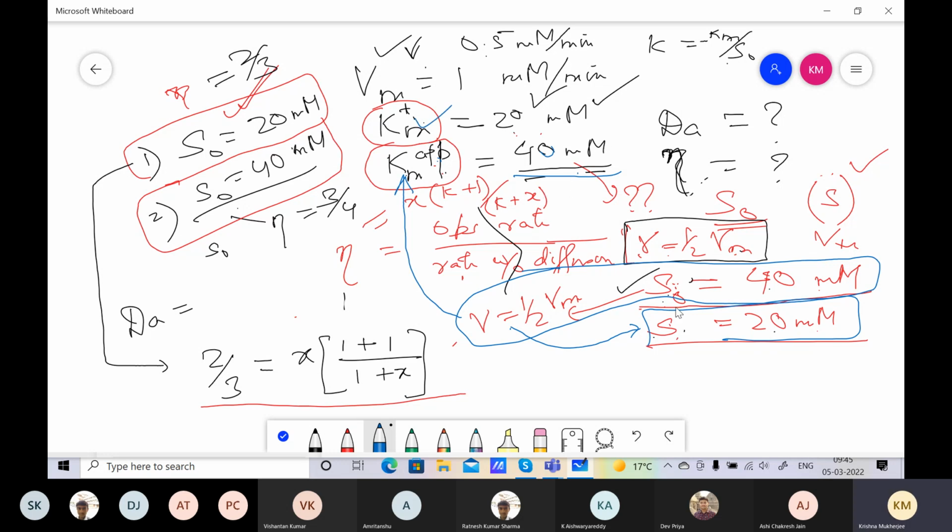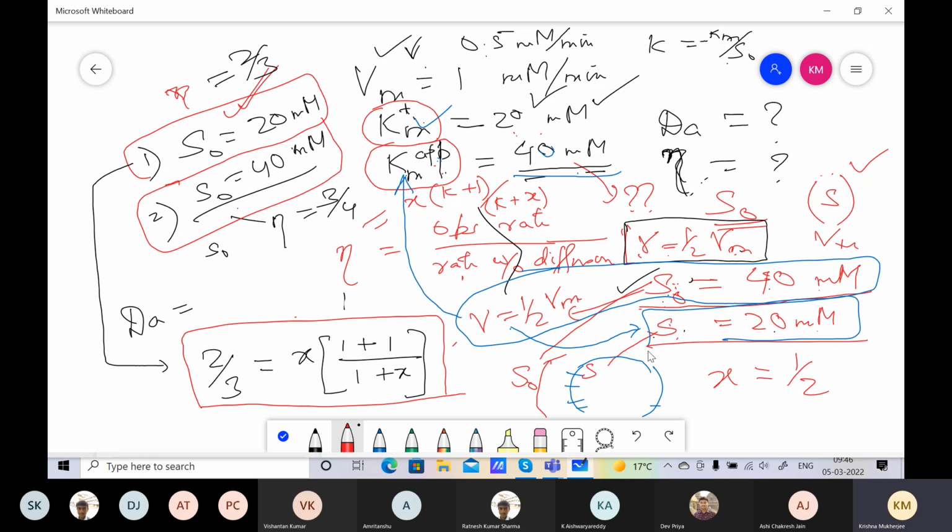Which also means that because of mass transfer, this is the enzyme and this is the film. S naught here and this is S here. S naught is this number and S is this number. Correct? Are you following this now? So X is equal to half. Right? And please solve this expression and see whether you get X equal to half or not.